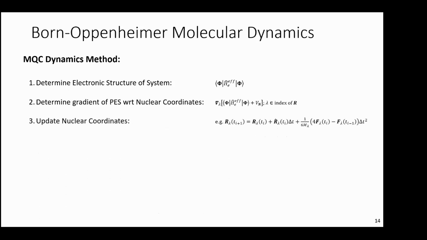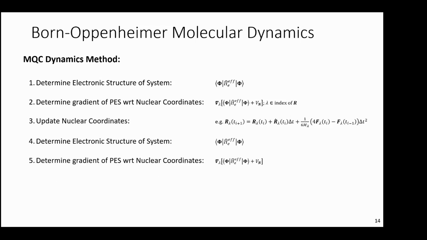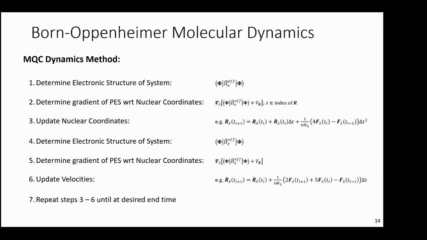Then the nuclear coordinates are updated by application of these nuclear gradients within Beeman's algorithm. The electronic structure and gradient is then recalculated using these new coordinates. Next, the velocities are updated with Beeman's algorithm. After that, we repeat steps 3 to 6 in a loop until we reach our desired endpoint.